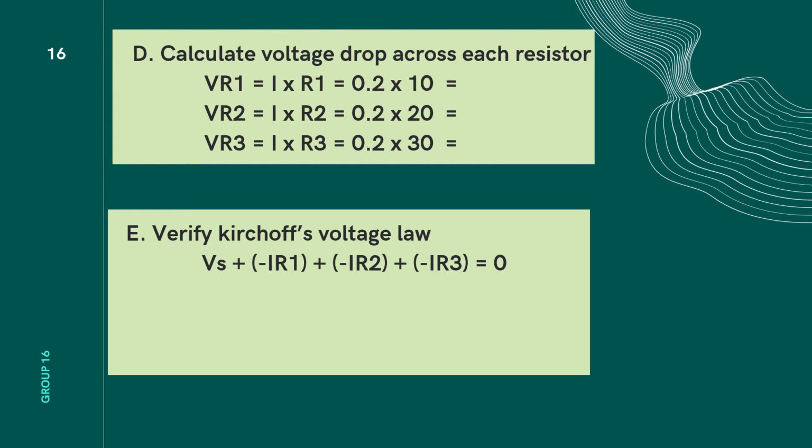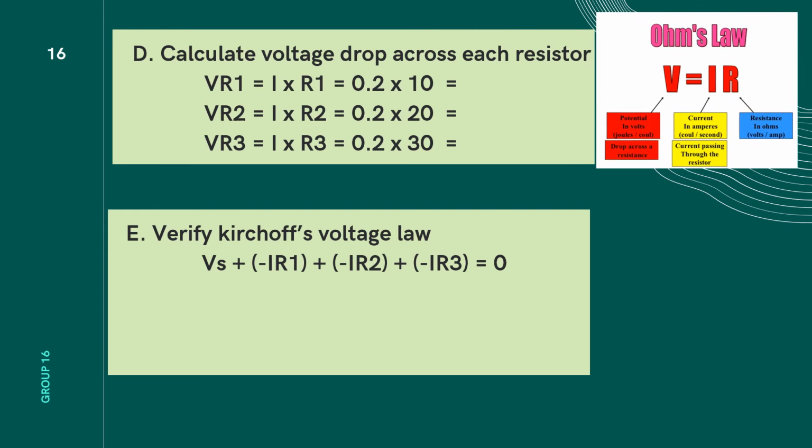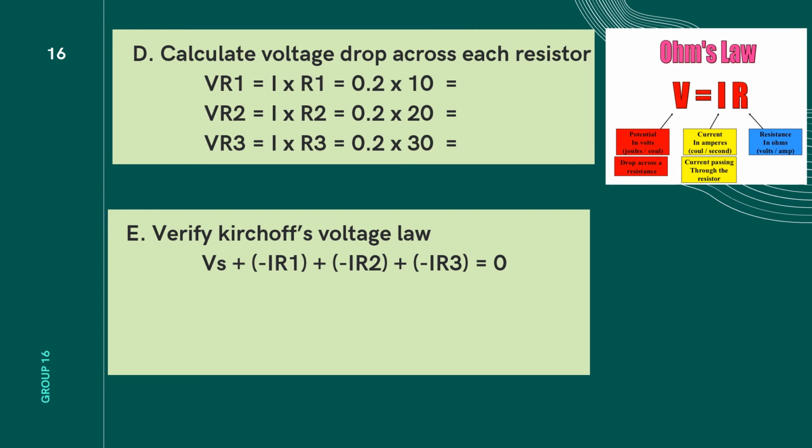Question D. Calculate the voltage drop across each resistor. Here, we already know that the current for each resistor is 0.2 amperes, right? So, we can use the formula V equals IR to find each voltage drop. Therefore, voltage for R1 is 0.2 times 10 equals 2 volts. Voltage for R2 is 0.2 times 20 equals 4 volts. And voltage for R3 is 0.2 times 30 equals 6 volts.